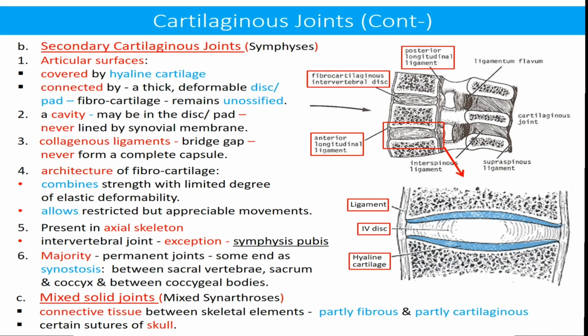Third variety is mixed solid joints or mixed synarthrosis. The connective tissue between the opposing surfaces is partly fibrous and partly cartilaginous. Such joints are present in the skull as certain sutures.